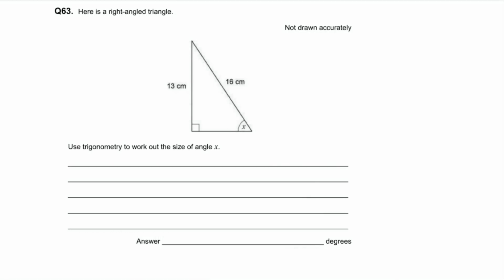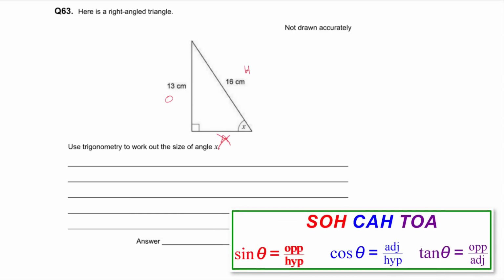Question 63. Here's a right angled triangle. Use trigonometry to work out the size of angle x. Okay, same old, same old. Label the sides. H, that's O, that's A. So which one don't we know? We don't know A. Don't care about A. So SOHCAHTOA. Which one has got an A in it? TOA does. CAH has. SOH doesn't.